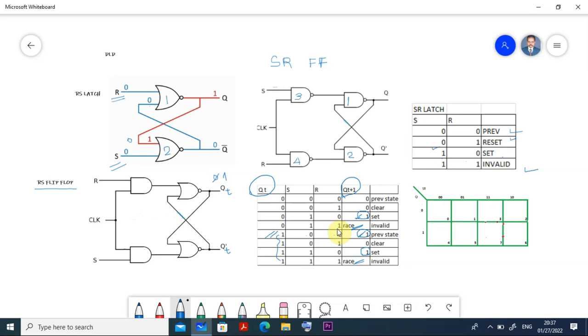Are you following me? So in that case I am going to create one K-map. If I create a K-map, these are the things I am taking here now.